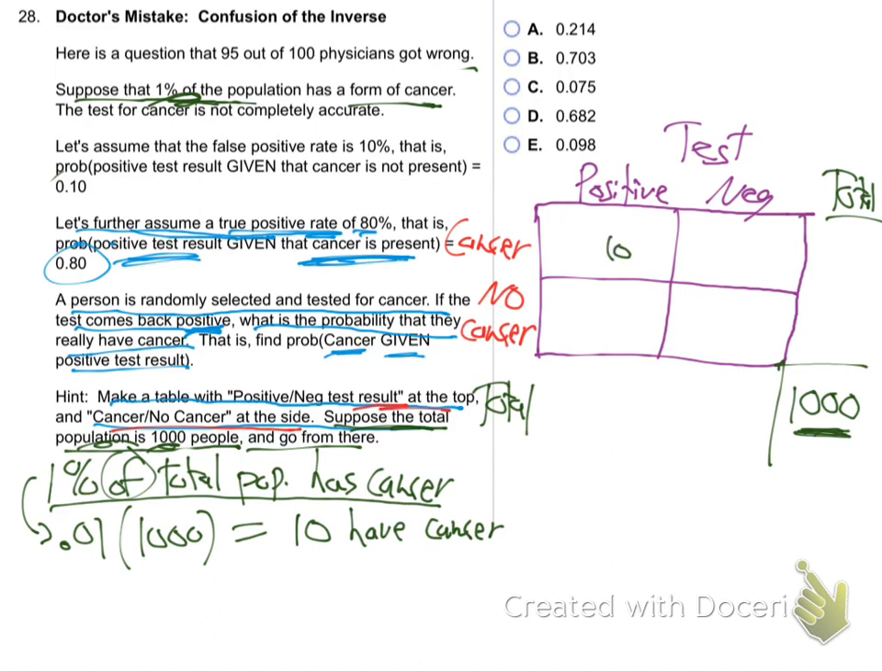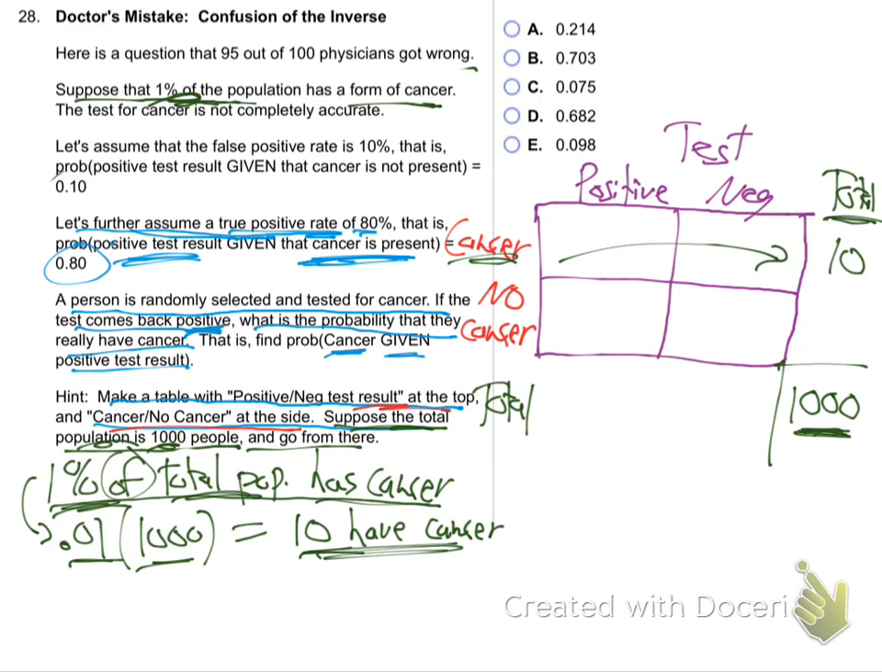Can it go there? No, that'd be cancer and positive test result. Can it go there? No, that'd be cancer and a negative test result. All we know is they have cancer. We don't know anything about their test result right now. We're just told that 1% of all people in our population have cancer. So 1% of 1,000, 10 people. So that's going to go here, isn't it? That's the total cancer people, right? The total number that have cancer is 10 people.